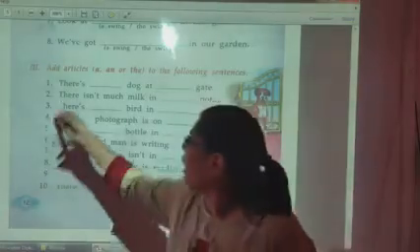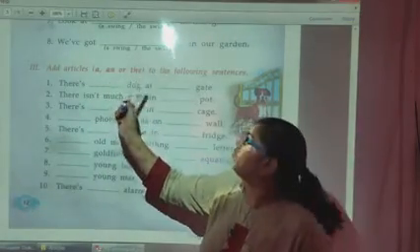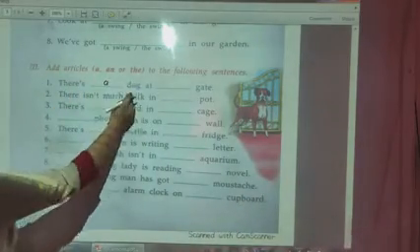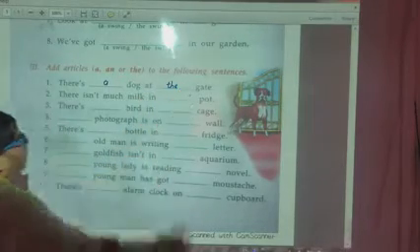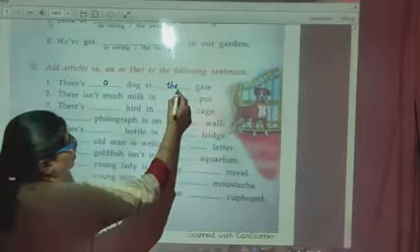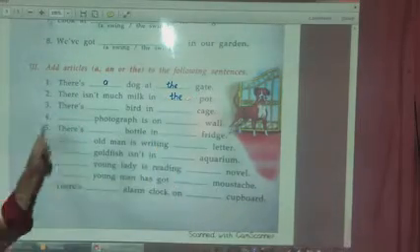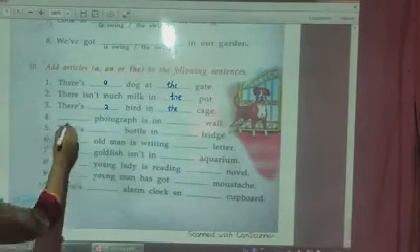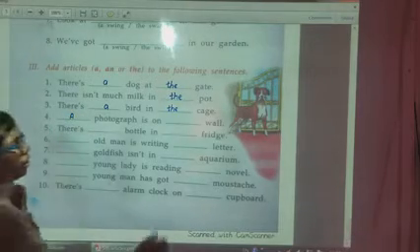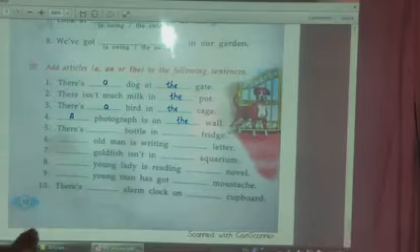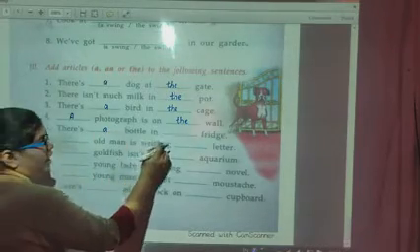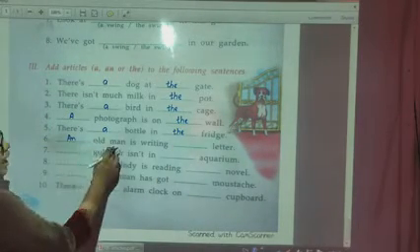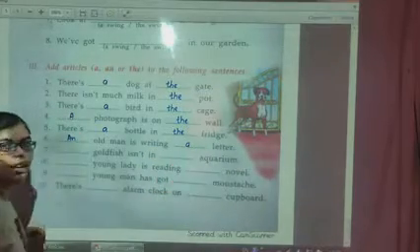Third question, add articles a, an, or the to the following sentences. Now, there's a dog at the gate. There isn't much milk in the pot. There's a bird in the cage. A photographer is on the wall. There's a bottle in the fridge. An old man is writing a letter.